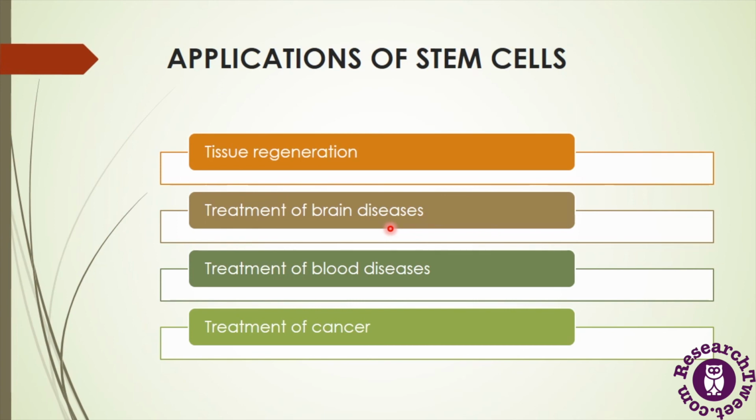Blood diseases are also treated by stem cells, like they can treat blood cancers or sickle cell anemia and many other immunodeficiency diseases which are caused by different types of mutations and abnormalities. Now the major application of stem cells is the treatment of cancer. We know that cancer is a major disease which is the second leading cause of death in the world, and there are various types of cancers which can be treated with the help of stem cells, like bone marrow cells and many other types of stem cells.